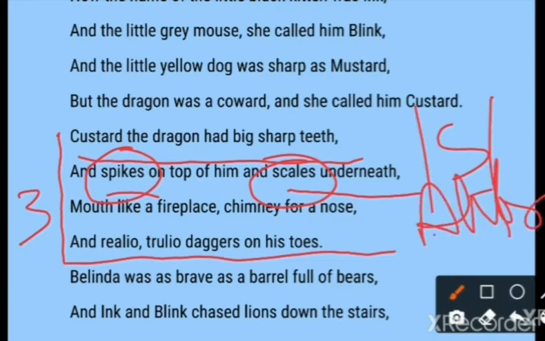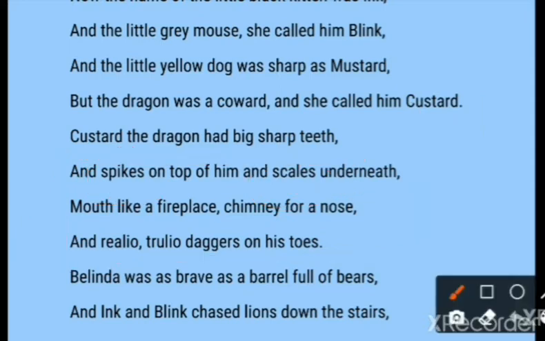And then we have this simile, because this dragon's mouth has been compared to a fireplace. The dragon's mouth is compared with a fireplace when the poet says "mouth like a fireplace".